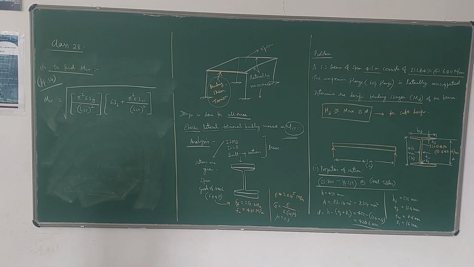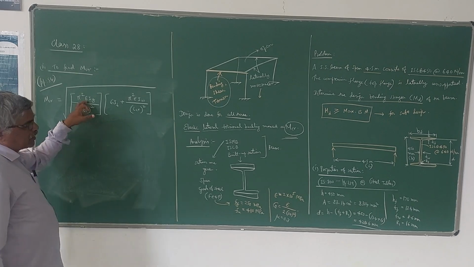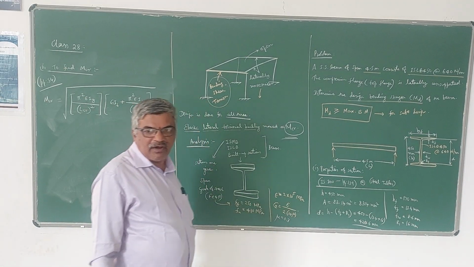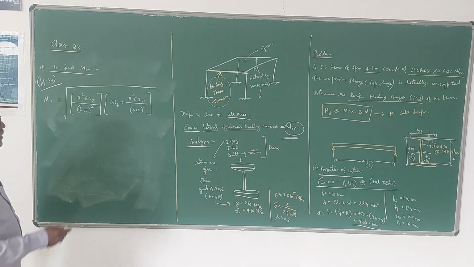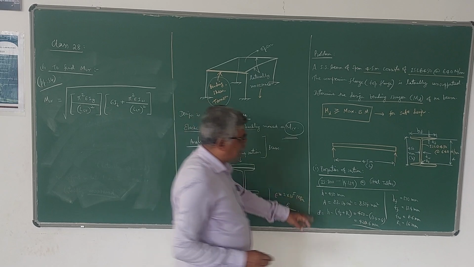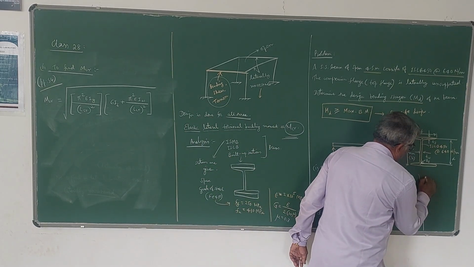Now we know the value of E is 2 into 10 power 5 for steel. What is the value of IY? Steel IY value, from the properties. What is the value of IY and IZ?